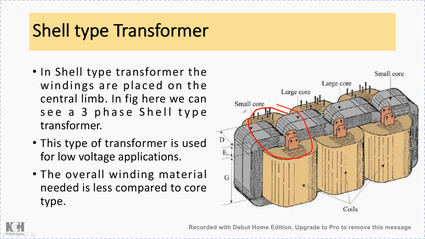Again, we can see there is a separation with the help of this and this. The outside portion is for HV and the inside portion is for the LV winding. As we require 3 phases, this is for R, this is for Y and this is for B. The 3 phase HT will be connected and LT will be obtained from this particular portion.